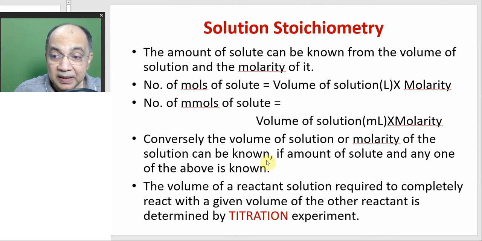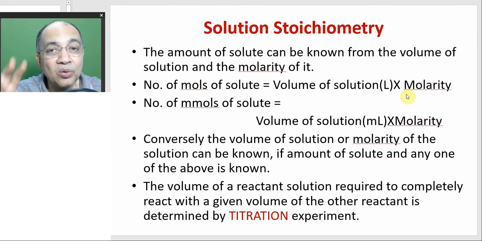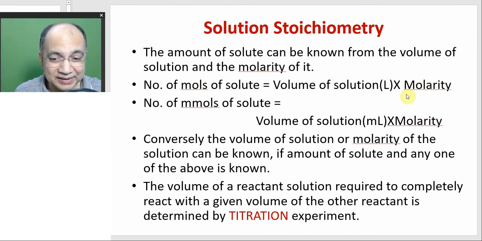Conversely, the volume of the solution or molarity can be found out if the other is known as well as the amount of the solute is known. So out of these three, molarity, which is a concentration term, volume of the solution, and number of millimoles or number of moles, amount, if two are known, the third one can be calculated.